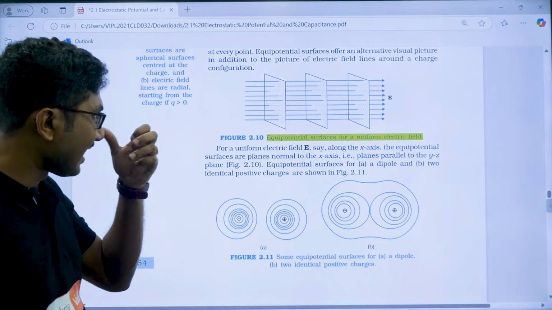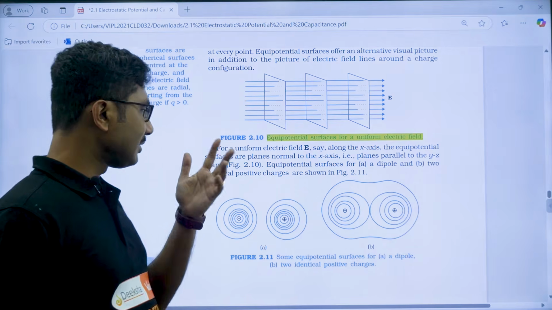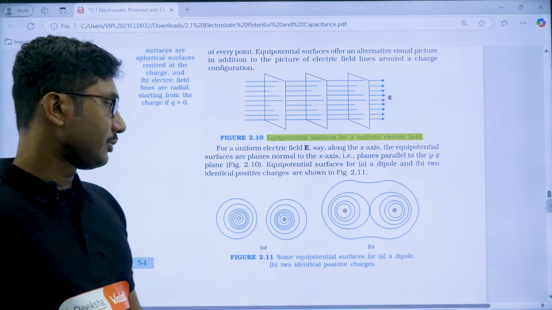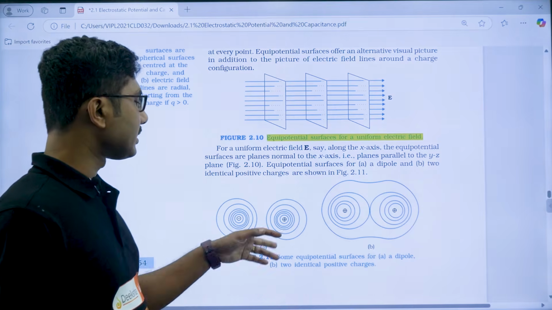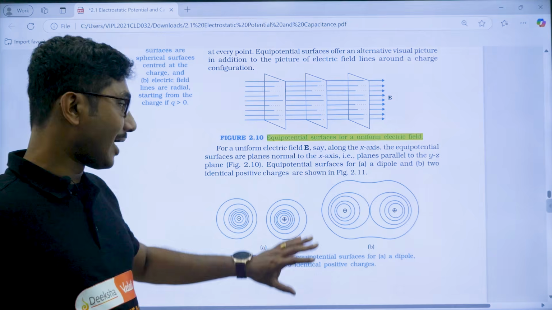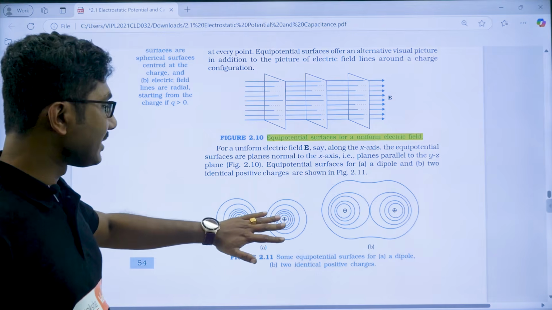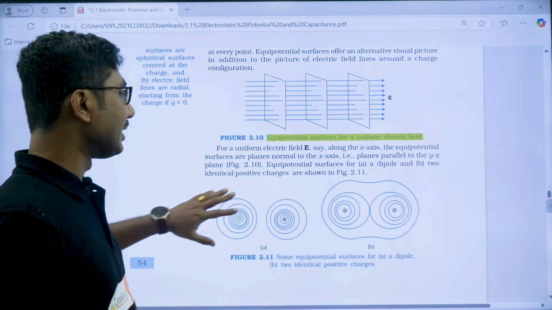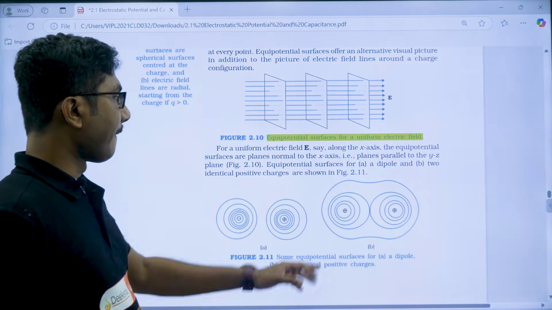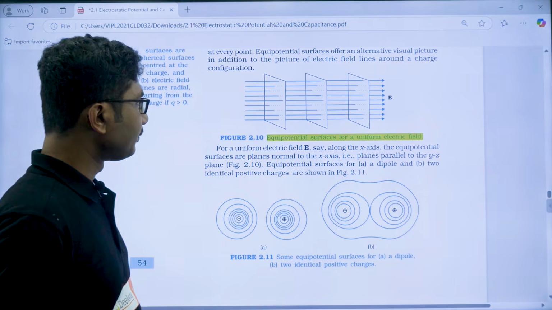This is a diagram you have to draw. This is for a dipole, and for two identical positive charges. For a dipole they are also concentric circles, but there will be some overlapping, and after this it is the simplest diagram. After this, the diagrams become a little bit complicated. For a positive charge this is okay, this is simple, you can draw that.